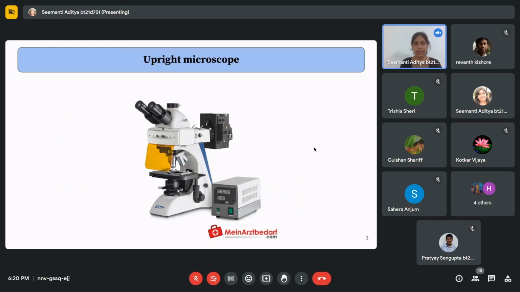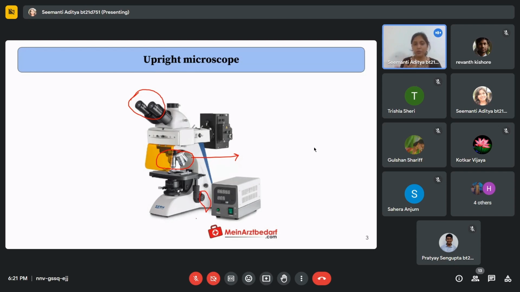So for example, in an upright microscope, the objectives are on the upper side. We can see these are the objectives. These objectives are present on the upper side of the microscope. When you are looking through your eyes, this is called the eyepiece, and here we can adjust it. This knob that you can see is where we can adjust.